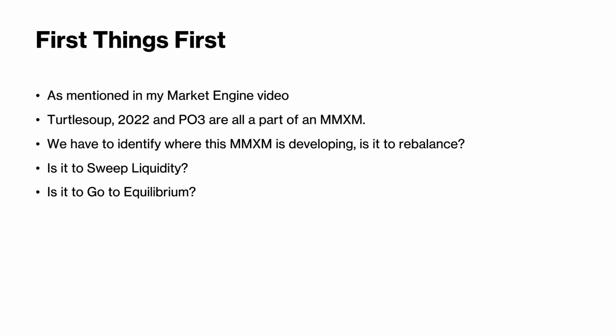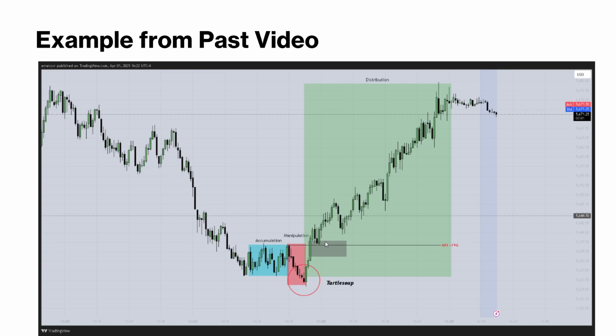So let's get started. First things first, as mentioned in my market engine video, the turtle soup, the 2022 and the PO3 are all part of an MMXM. We have to identify where this MMXM is developing. Is it to rebalance, sweep liquidity, go to equilibrium, or even accumulate? Through understanding this, you can develop your own language and your own interpretation of price as well. So yeah, next slide, and let's talk about this.